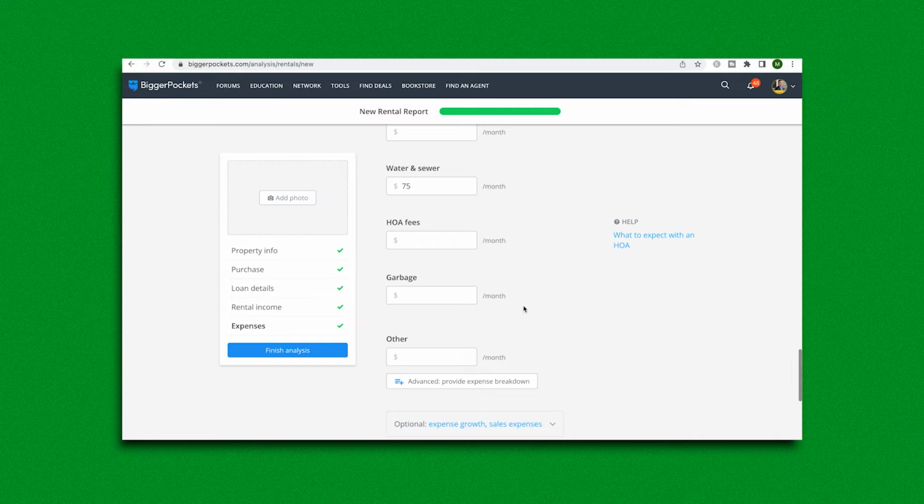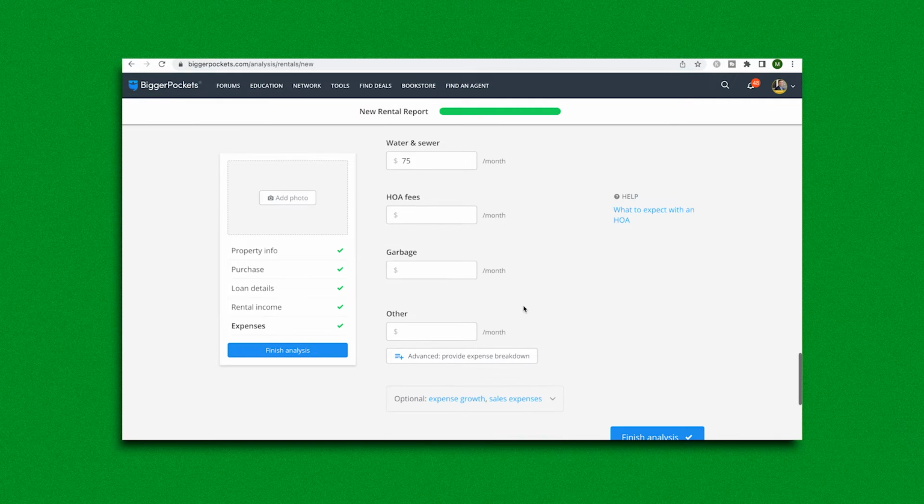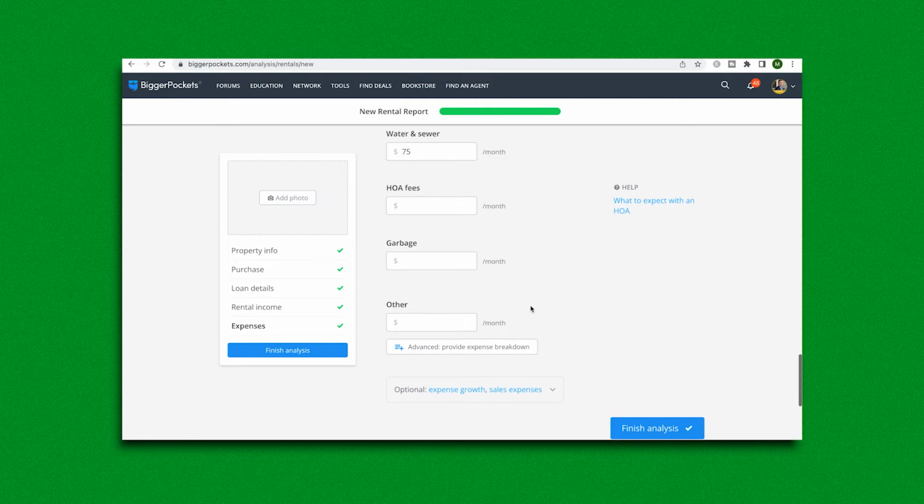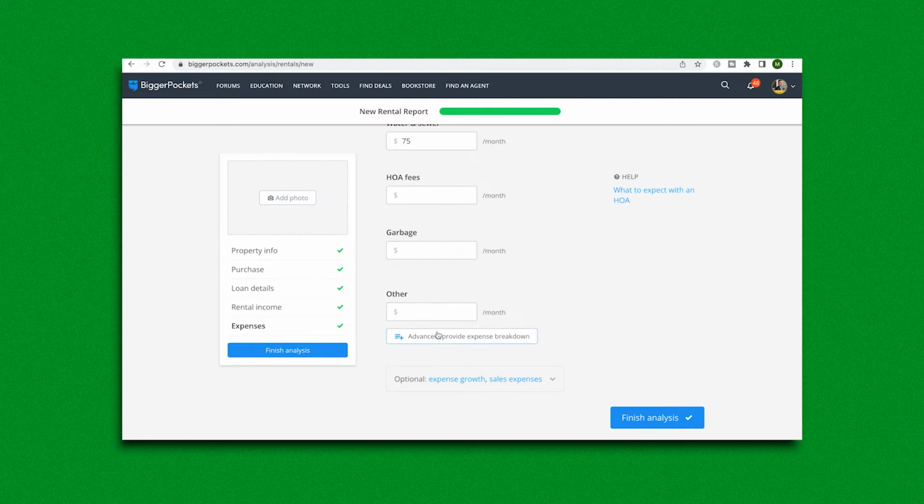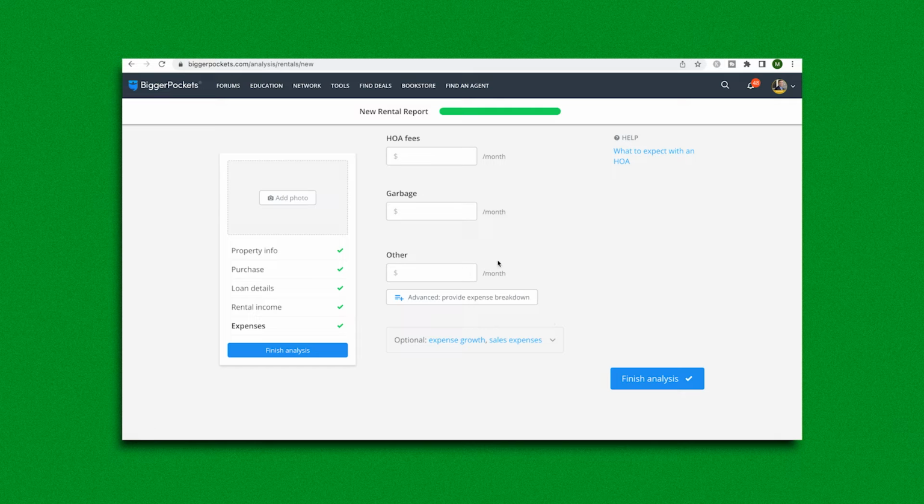HOA fees is going to be less common because a lot of HOAs don't allow rentals. Garbage, I don't know where you are. For us, garbage is again rolled into taxes, so I usually leave this blank. If there's other random expenses, that could be a million different things. You're going to want to put that in there. And that's really all there is to it.